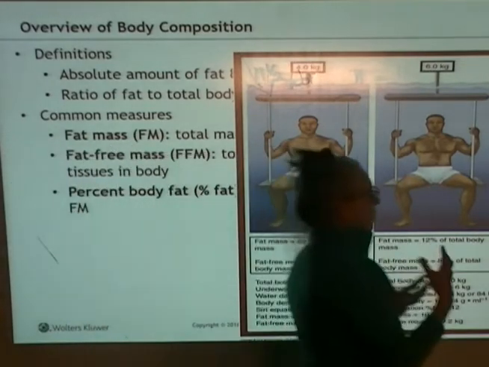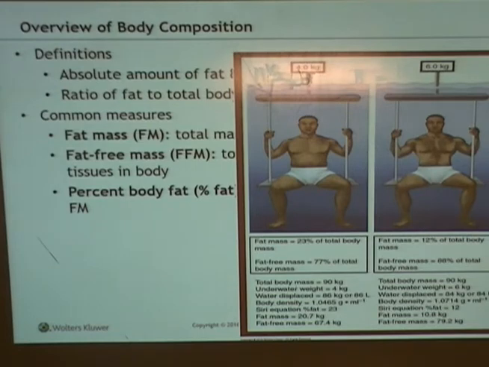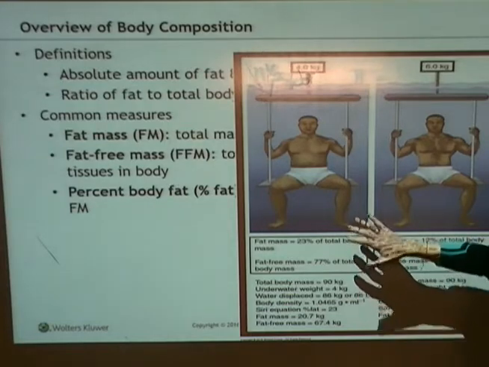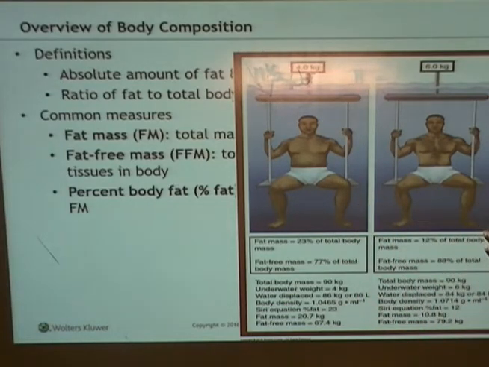So this is a very obvious kind of example of this idea. But I think it's a good place to start to try to get your head around not using the word weight if we can get away from it. All right? So the chap on the left and the chap on the right both weigh 90 kilos. All right? So their total body mass is 90 kilos, the same.